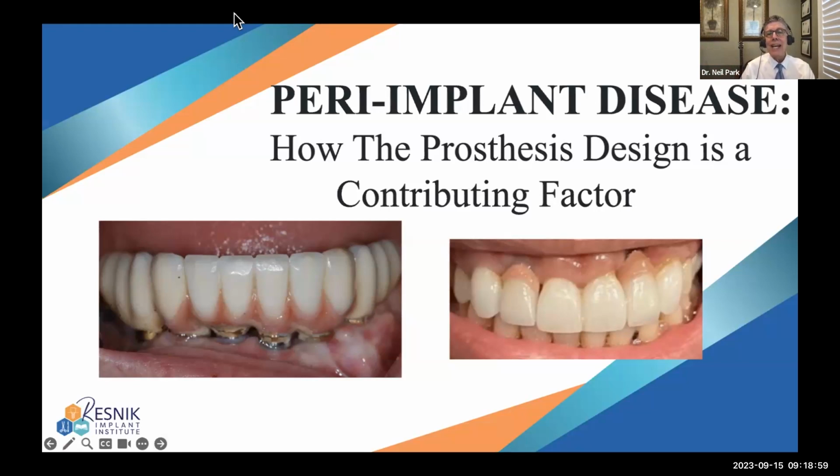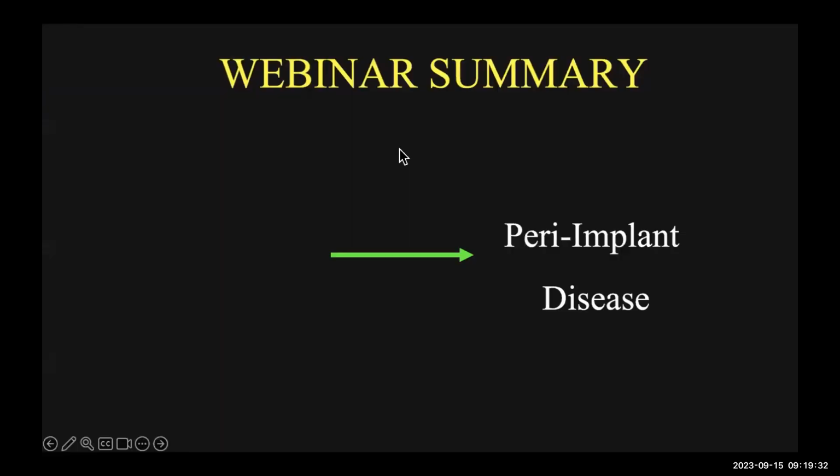His topic today is peri-implant disease, and he's going to approach it from the restorative direction, which I think is really interesting. I haven't heard a lecture that took it in this particular direction. So I'm going to turn it over now to Dr. Randolph Resnik for peri-implant disease, how prosthesis design is a contributing factor. Take it away, Randy.